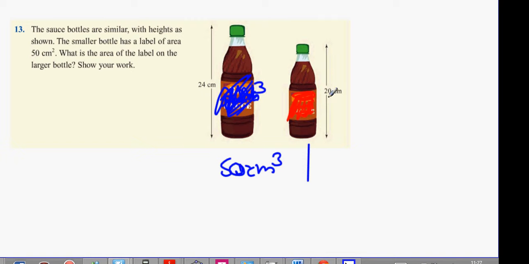So what we first do is we compare the scale factor. The blue one on the left is bigger than the one on the right. So you're going to do 24 divided by 20 to find out what K is. So what is K? 6 over 5.